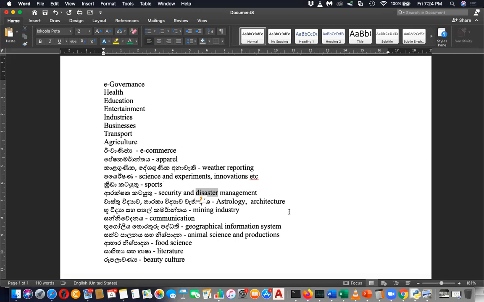And it's used in astrology, architecture, and the mining industry, because you can't send people to mine initially.